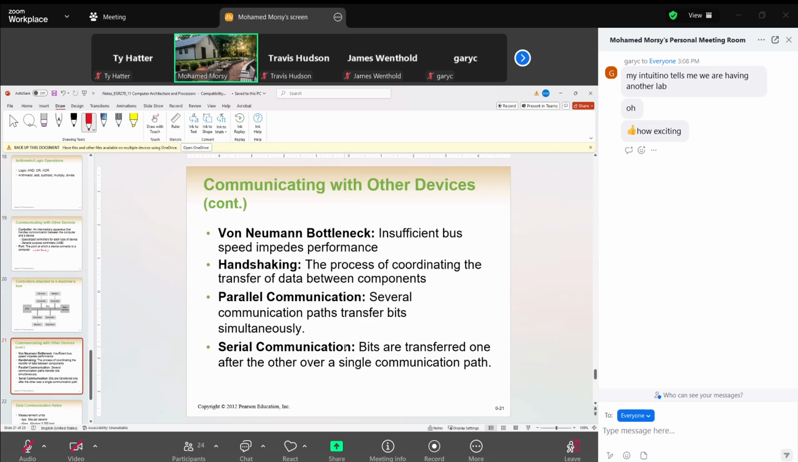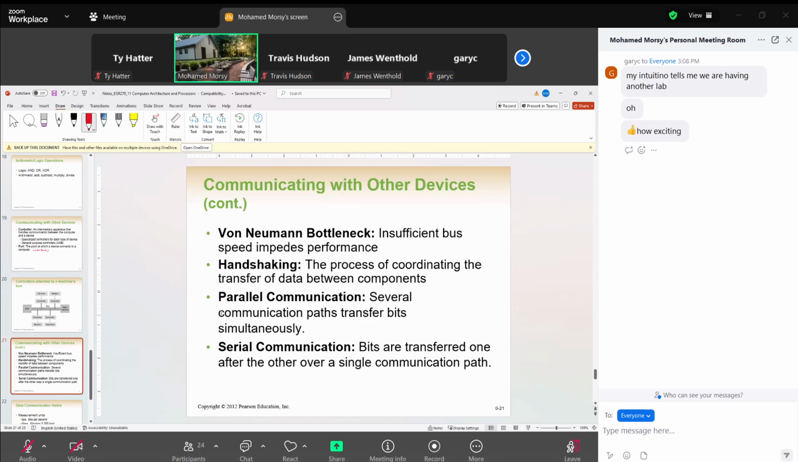Von Neumann bottleneck. What is this? Insufficient bus speed impedes performance. Like if the capacity or the bandwidth is not sufficient, this affects performance. Handshaking is the process of coordinating the transfer of data between components.